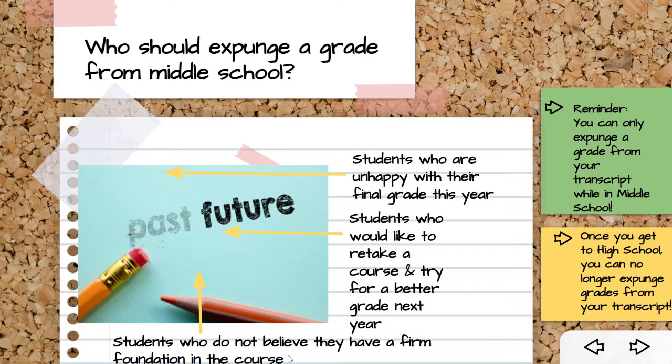Also, students who do not believe they have a firm foundation in the course. Have you ever made a grade in any course and said to yourself, I have no clue how I made a B. I had no clue what was going on the entire school year. Sometimes this happens. If you don't believe that you have a firm foundation in the course, especially math, then you may want to expunge the grade and retake the class.